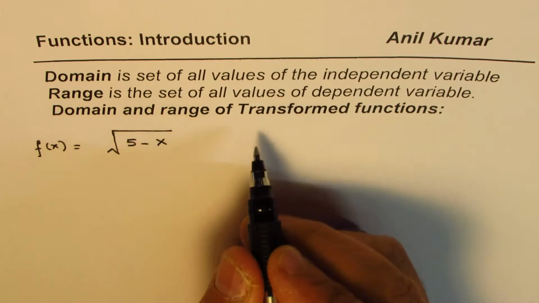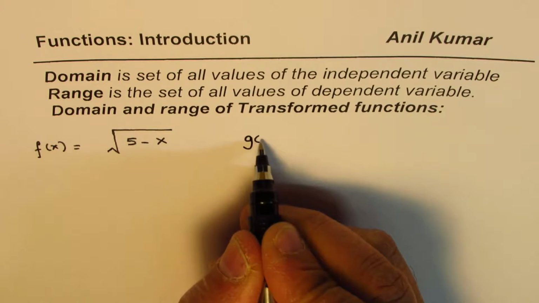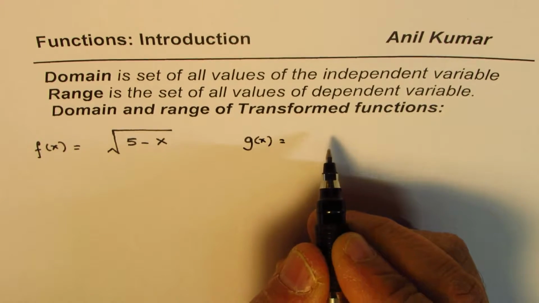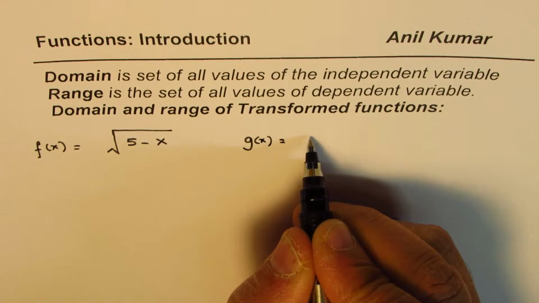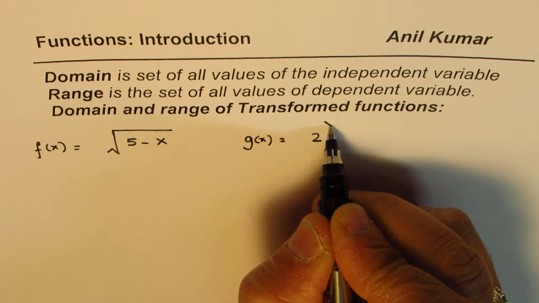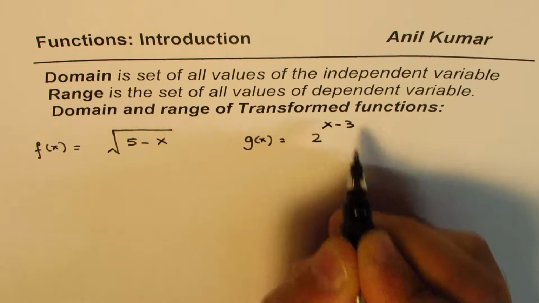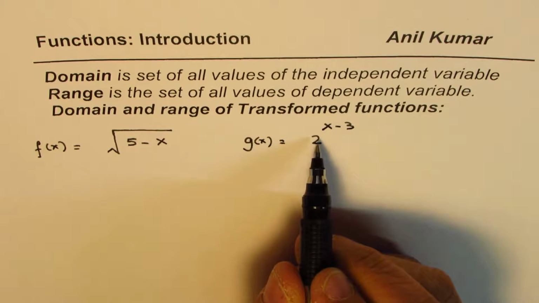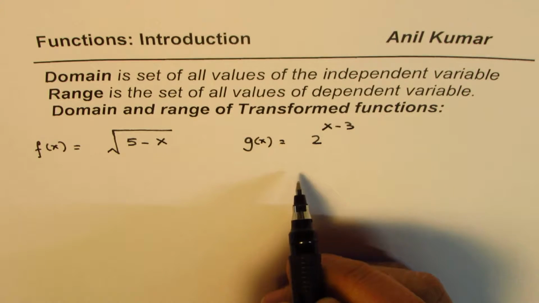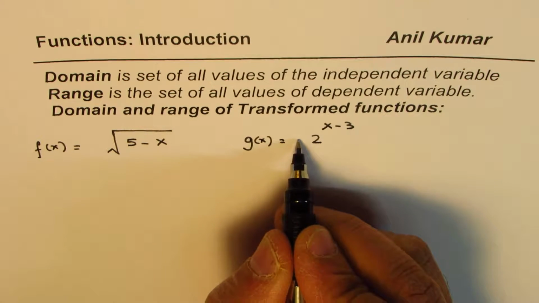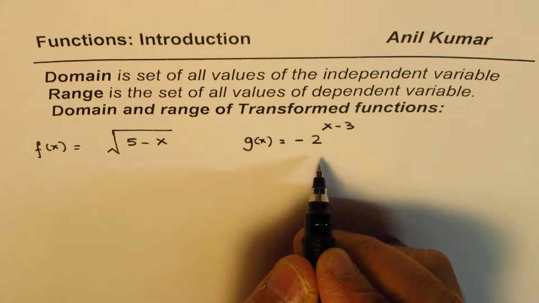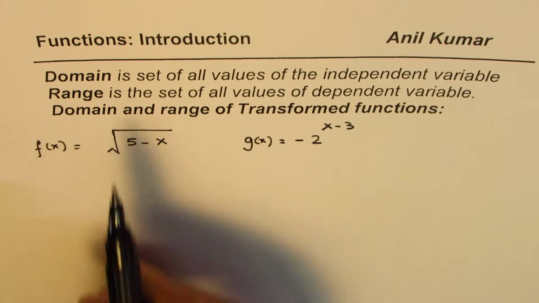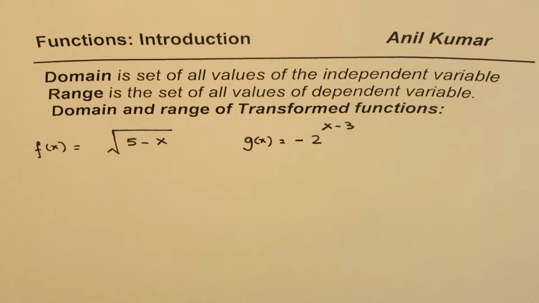We can also consider an exponential function. So let's consider the exponential function, let's say 2 to the power of x minus 3. That becomes an exponential function which has been translated 3 units to the right. If I write a minus here, it will be reflected on the x-axis. So let's do that part. This is positive, that is negative. Okay, so we'll consider these two functions and figure out their domain and range.